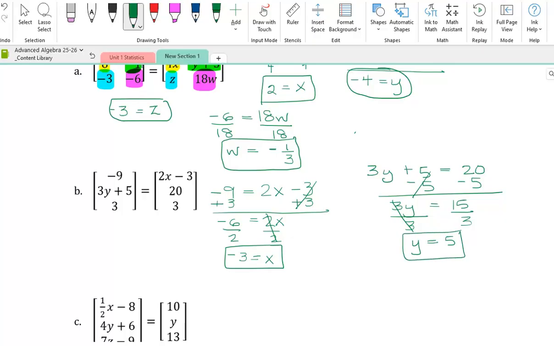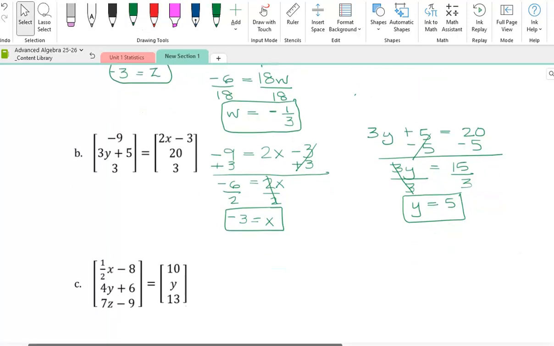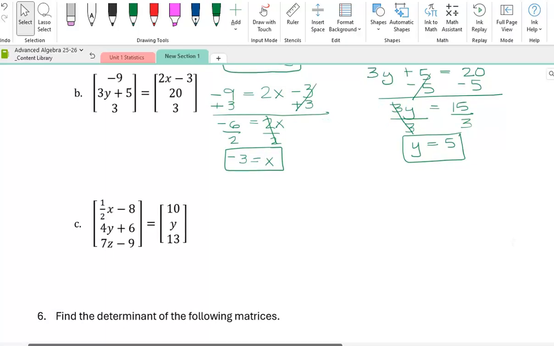Now, I don't have to do anything with this bottom one because there's no unknown variable. So we're just going to leave it alone. But it makes perfect sense because if you're solving for the unknown, it should be this equals this, and this equals this, and 3 should equal 3. And it does. All right, let's do C.